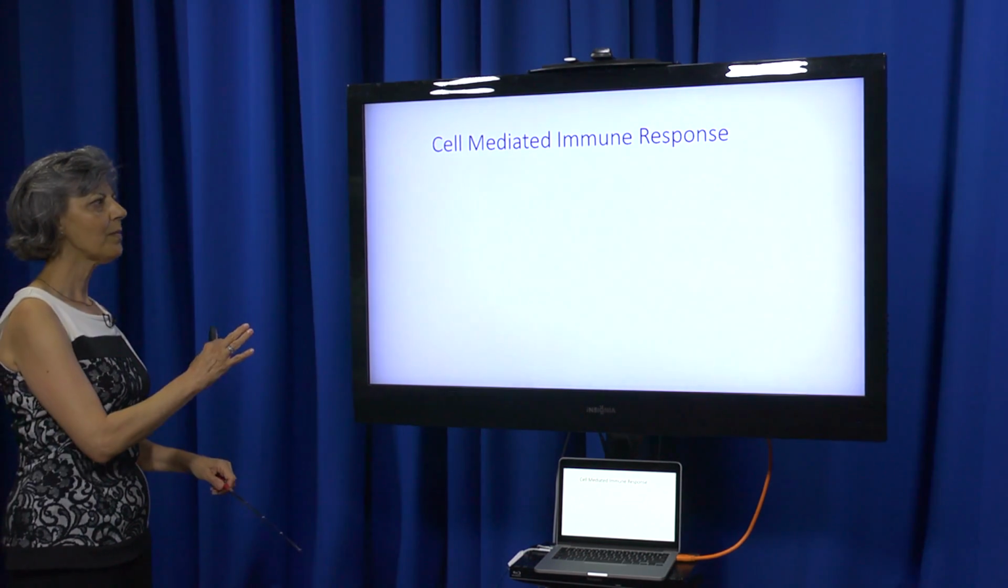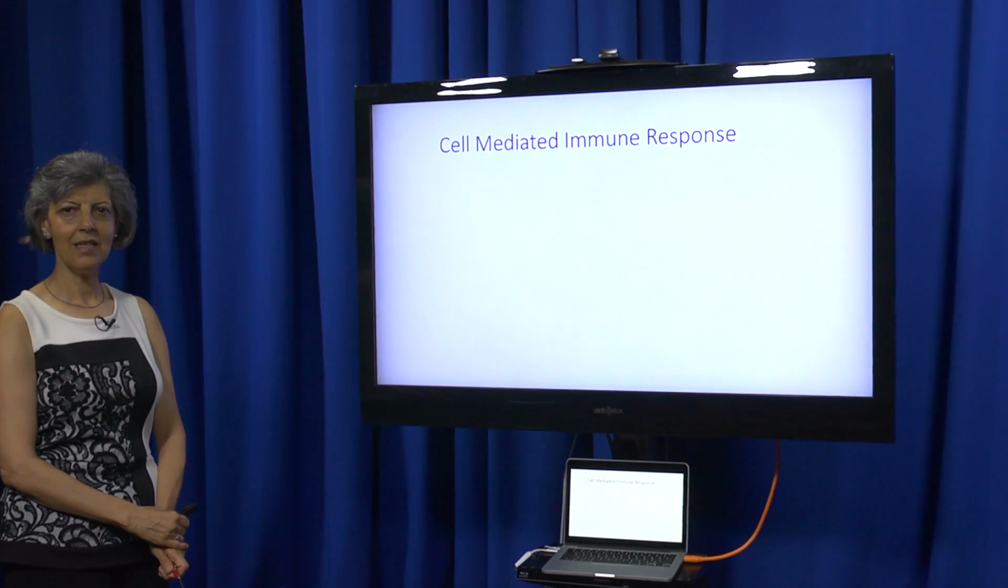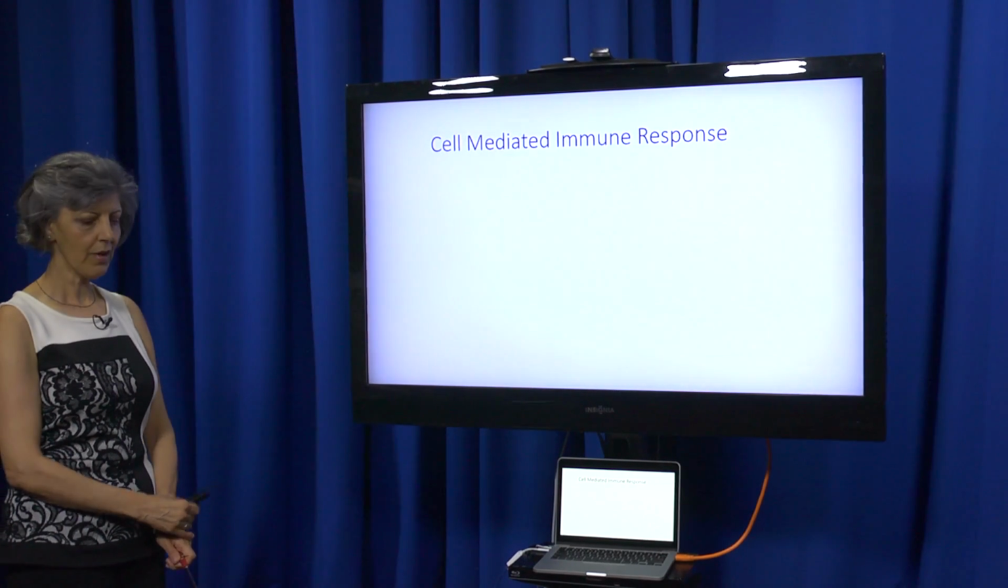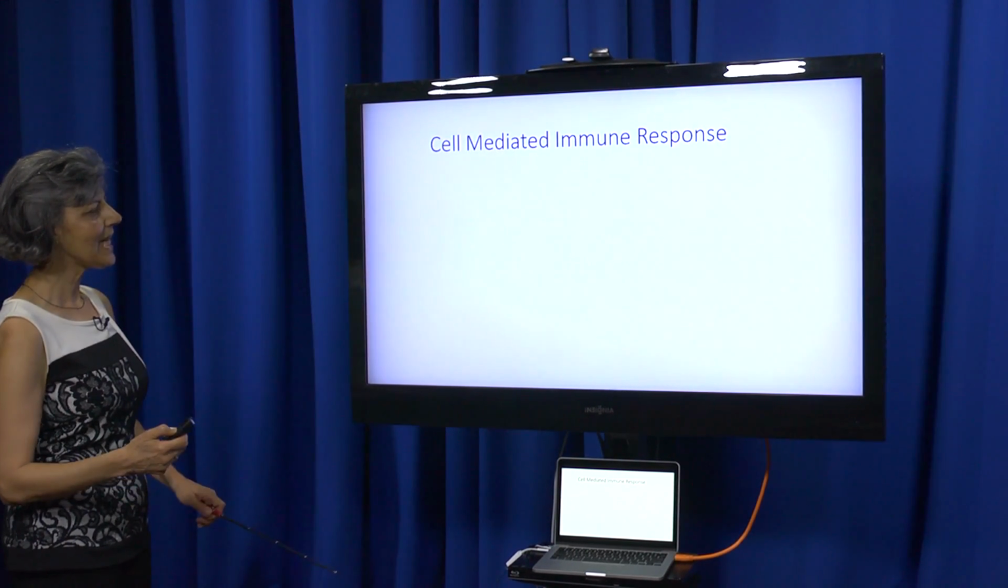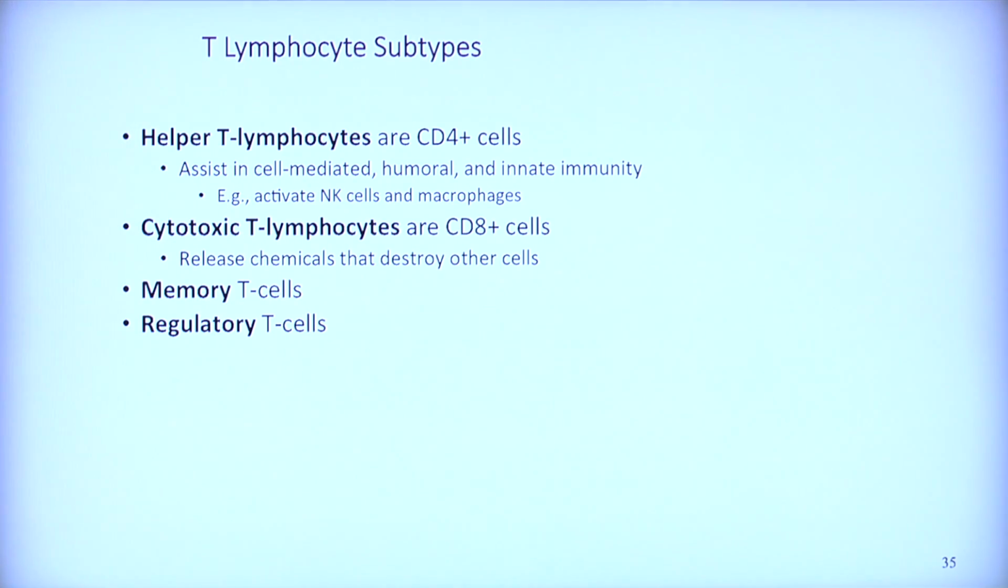We are going to talk about the cell-mediated immune response. So who is responsible? The T lymphocyte. How many types of T lymphocytes do we have? We spoke about the helper T or the CD4 and how it helps both the cell-mediated and the humoral immunity. We spoke about the cytotoxic T cell; we're going to describe its role in a minute. There's also a memory T cell and a regulatory T cell.